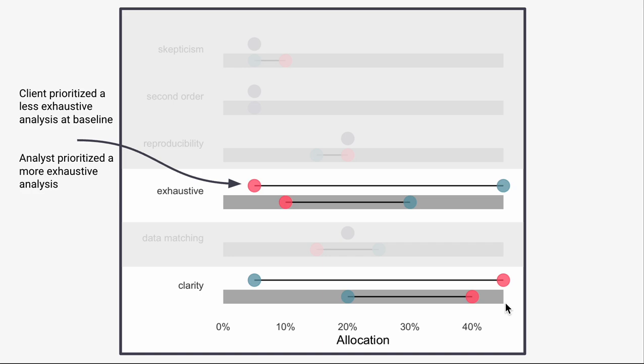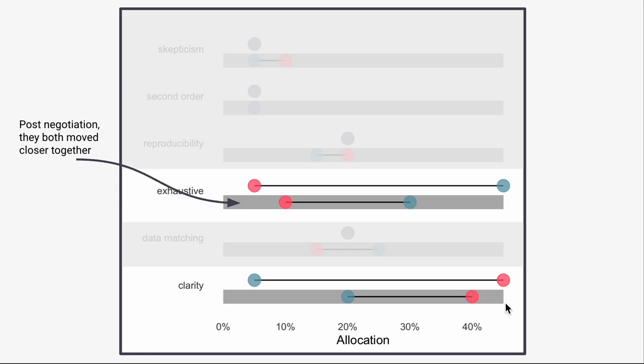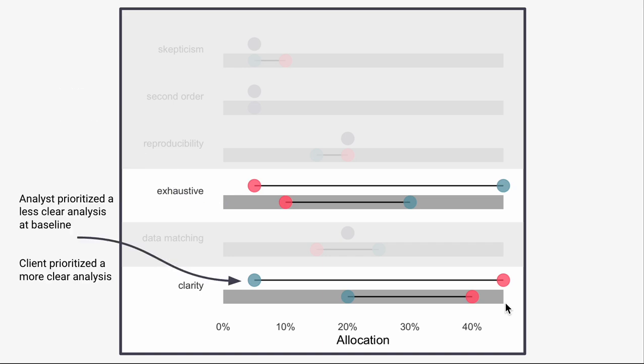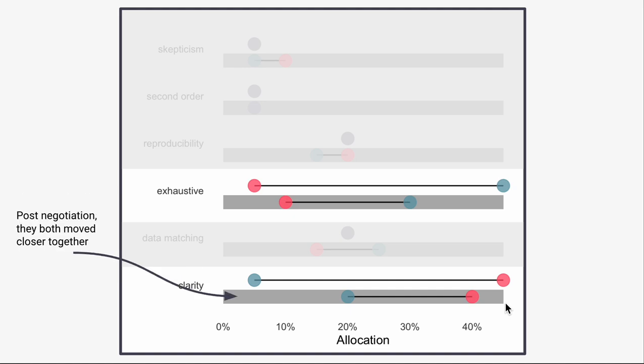The client prioritized a less exhaustive analysis at baseline, the analyst prioritized a more exhaustive analysis, and then post-negotiation, they moved closer together. This is interesting, I think. And then for clarity, the analyst again prioritized a less clear analysis at baseline, the client prioritized a more clear analysis, and post-negotiation, they moved closer together.